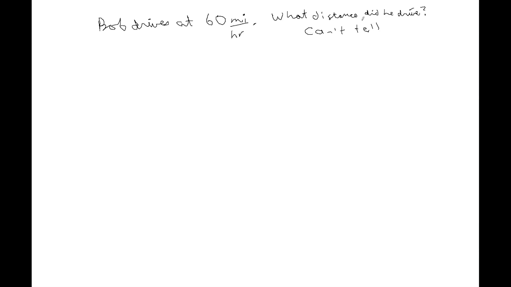A naive person might think that he drove 60 miles, but this doesn't say 60 miles. It says 60 miles per hour. That doesn't tell us what distance he actually drove. Is this number 60 here actual or hypothetical? It's hypothetical. This is the hypothetical distance he would drive if he hypothetically drove for 1 hour. But that's not the actual distance that he actually drove.